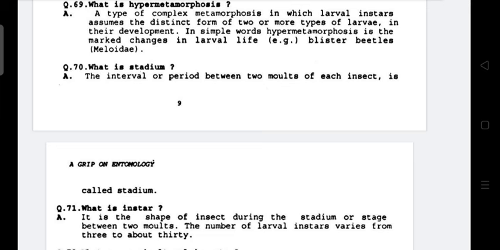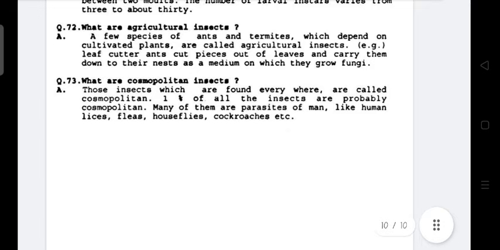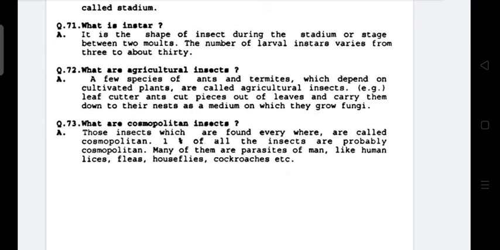What is instar? It is the shape of the insect during the stadium or stage between two molts. Like there are 3 molts, 4 molts, 5 molts. So during a stadium or stage between two molts, after the first molting and before the second molting, the stage between them would be an instar. The number of larval instars varies from 3 to as many as 30.